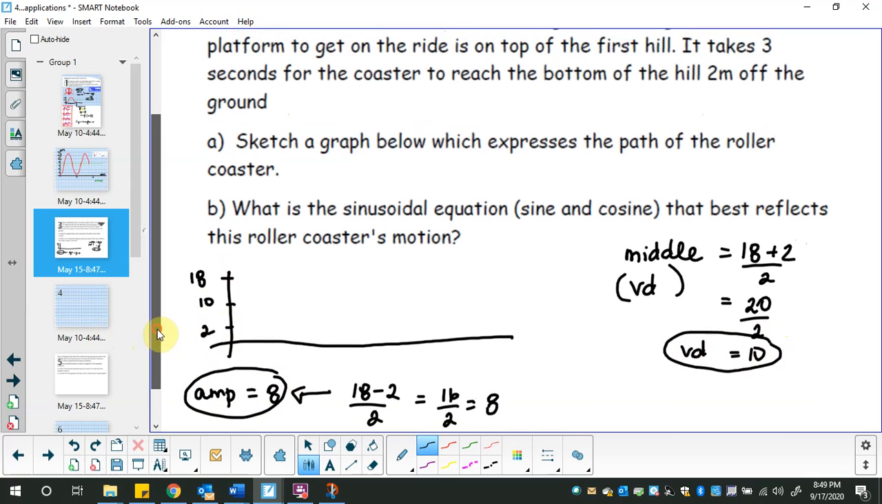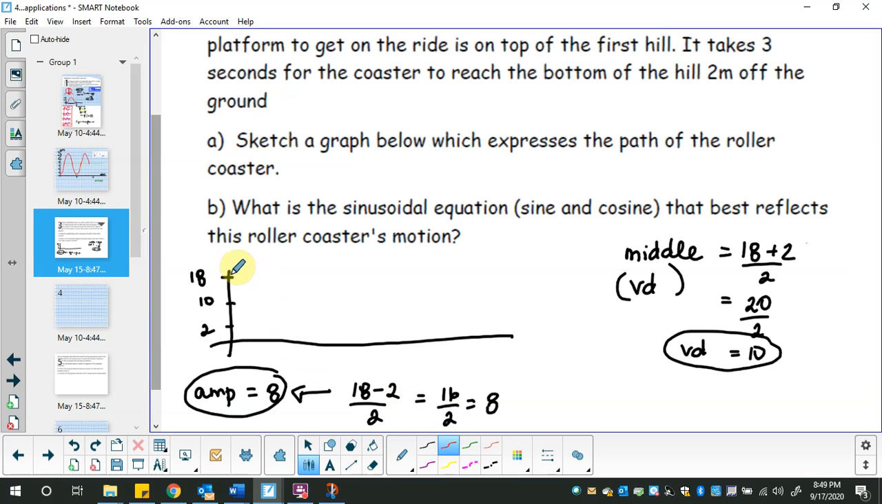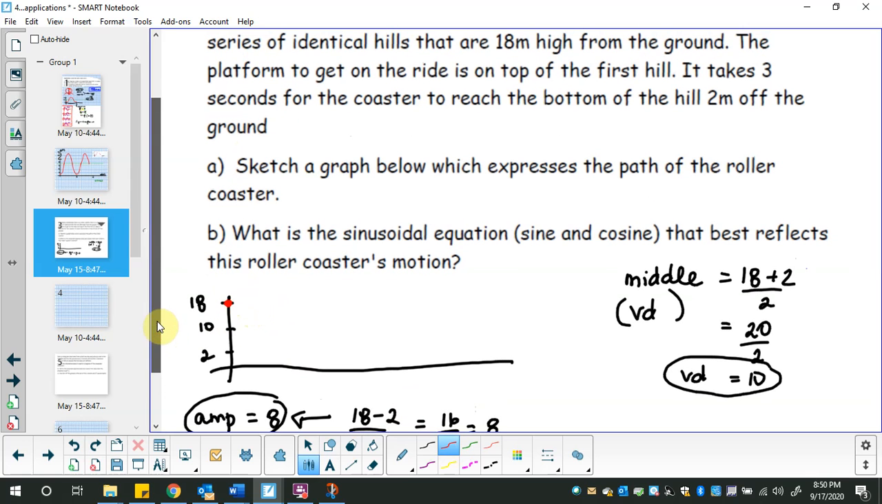So apparently I start this ride at the 18 meter off the ground mark, and because it's a series of hills, I'm going to draw one of the hills on the roller coaster, and I need to figure out that mark. So it takes 3 seconds for the coaster to reach the bottom of the hill. So to get from the top to the bottom, that's 3 seconds, so I'm tricking you. So that makes the period 6.